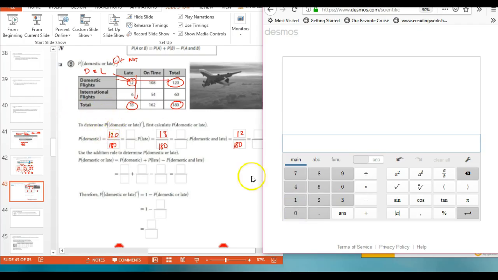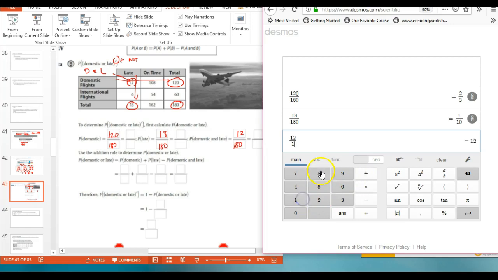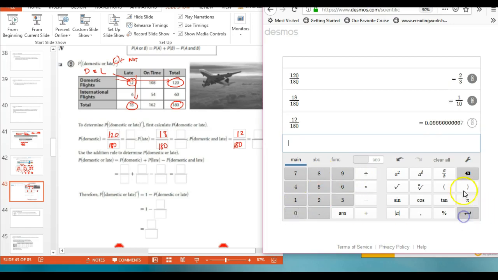So let's go ahead and reduce these fractions. 120 divided by 180, and that's going to be 2/3. And then of course 18 divided by 180, and that would be 1/10. And then last but not least, 12 divided by 180, and that would be 1/15.